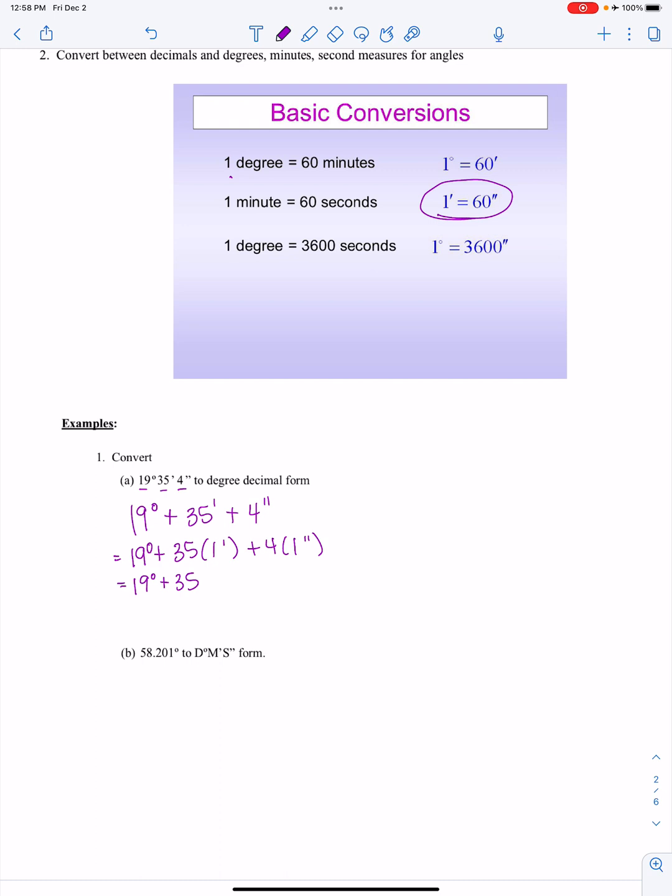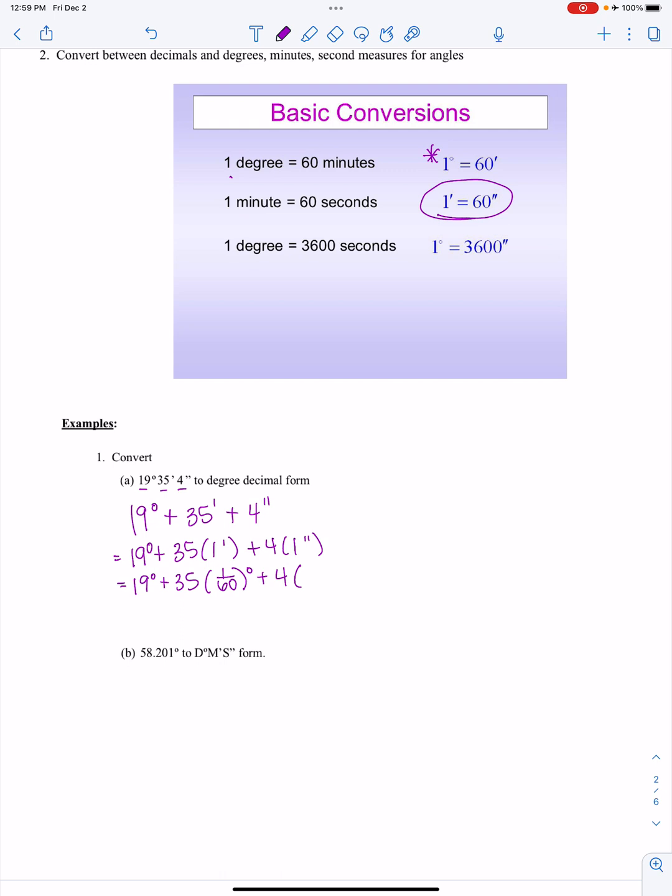But I know that 1 minute is the same as 1/60th degree. Because up here, if we go back up here, 1 degree is 60 minutes. So if I have only 1 minute, that's a 60th of a degree. Plus 4.